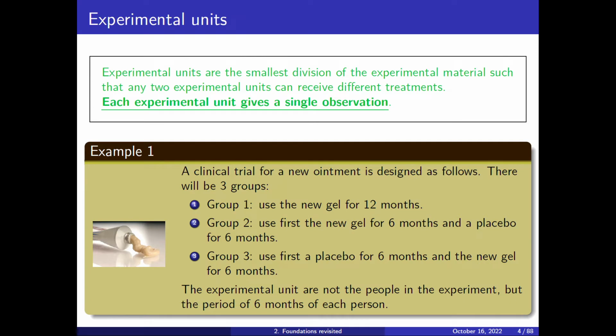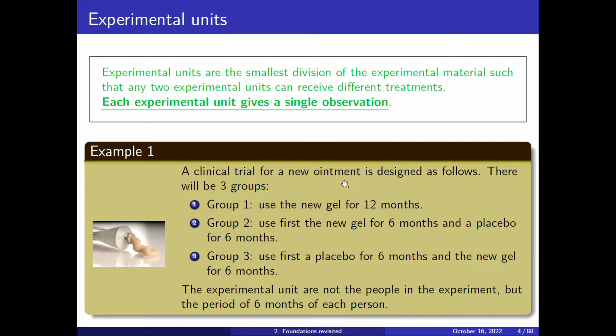So experimental units are the smallest division of the experimental material such that any two experimental units can receive different treatments. And each experimental unit gives a single observation. And we already know that if we have multiple technical replicates, what we have to do is to take those technical replicates, compute the average of them, and then that will be the observation for the experimental unit.